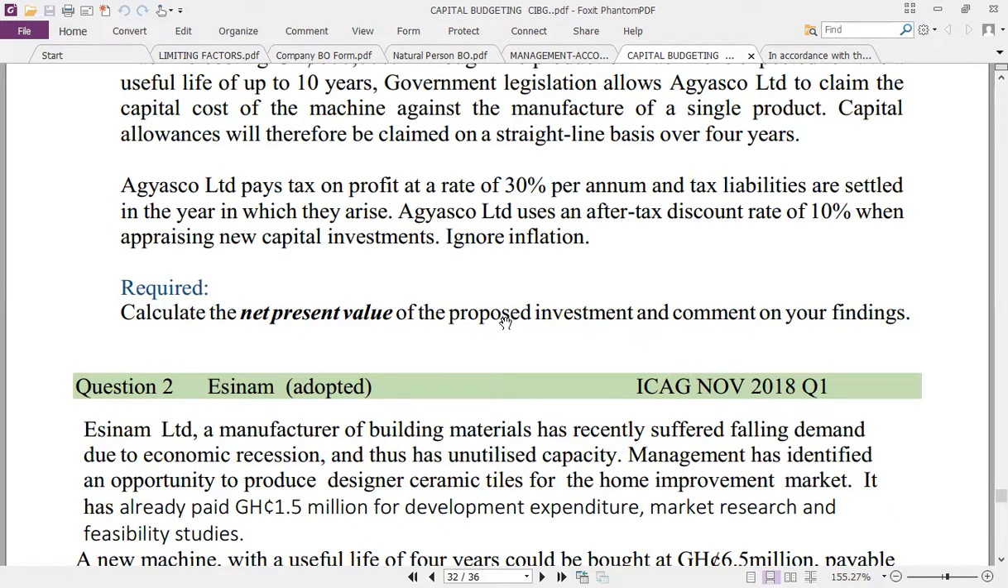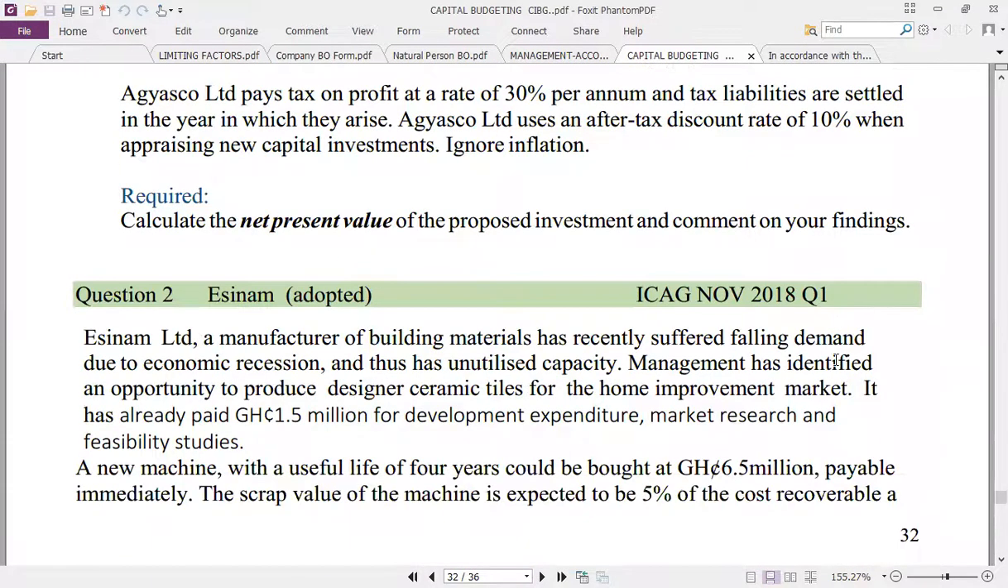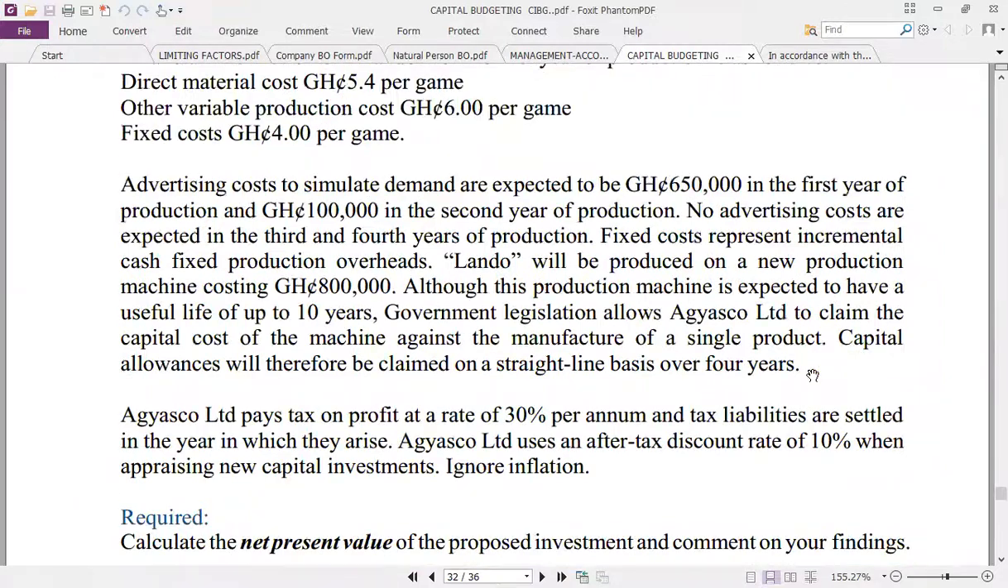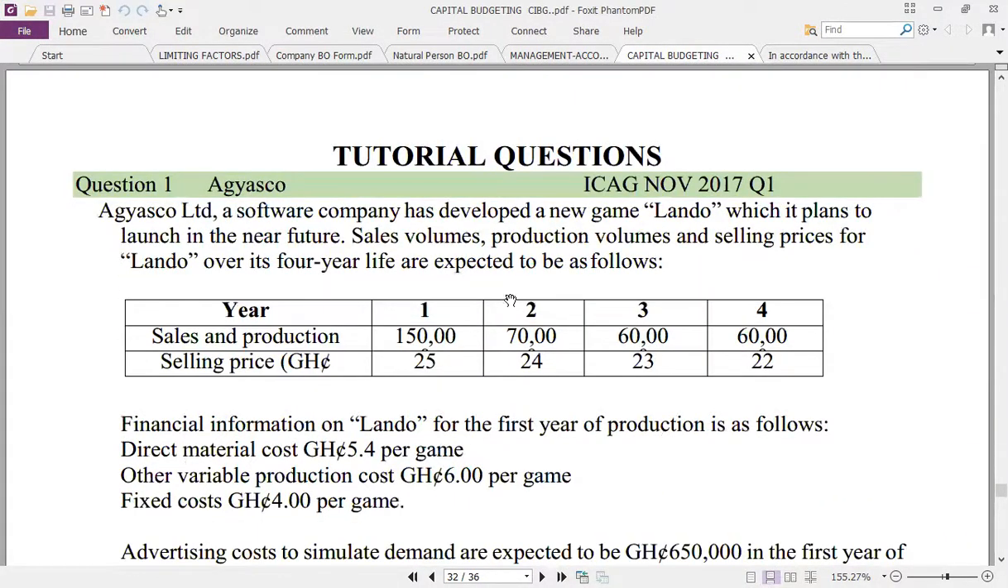Let's go to the question. Calculate the net present value of the proposed investment and comment on your findings. So what we have to do is go through this. Ajasco Limited is a software company and has developed a new game called Lando, which it plans to launch in the near future. Sales volumes, production volumes and selling prices for Lando over the 4-year life are expected to be as follows. So all of them are there.